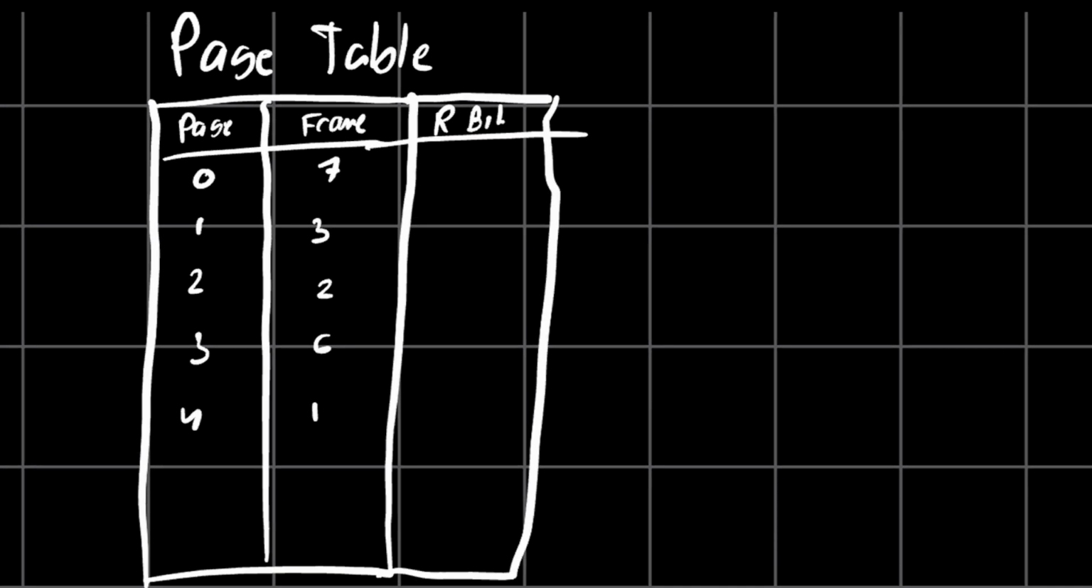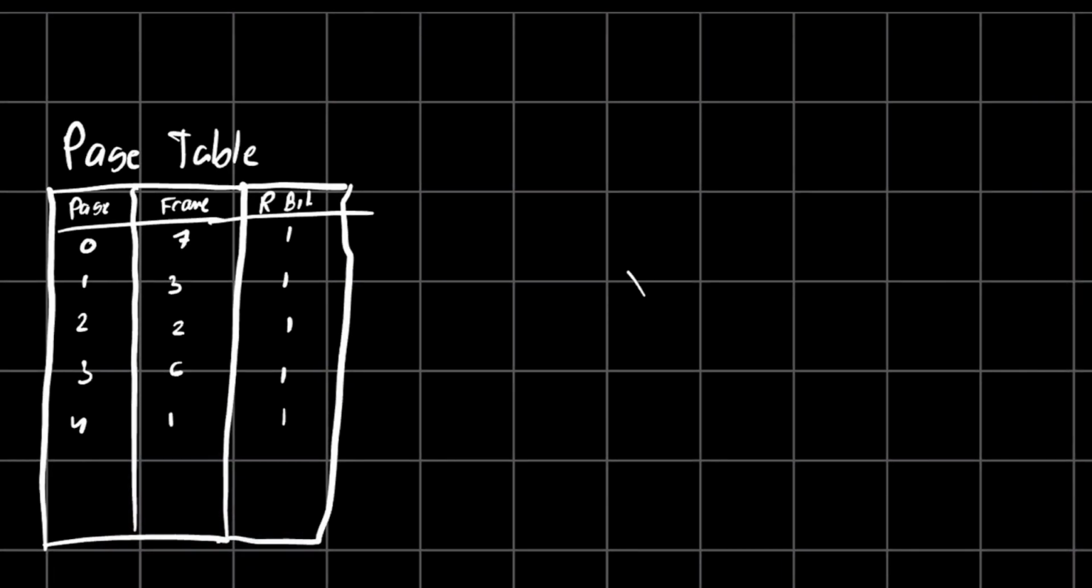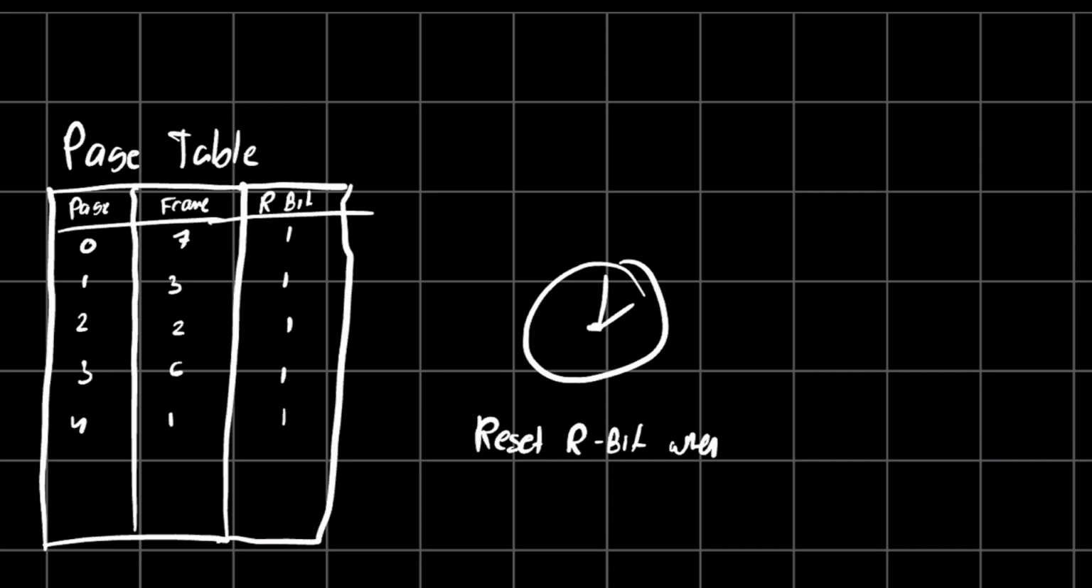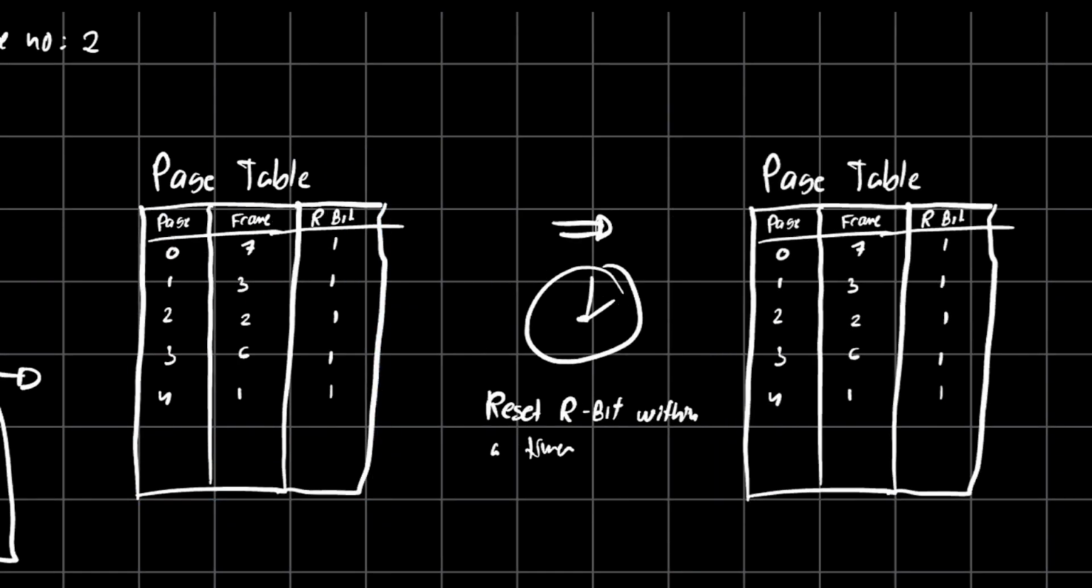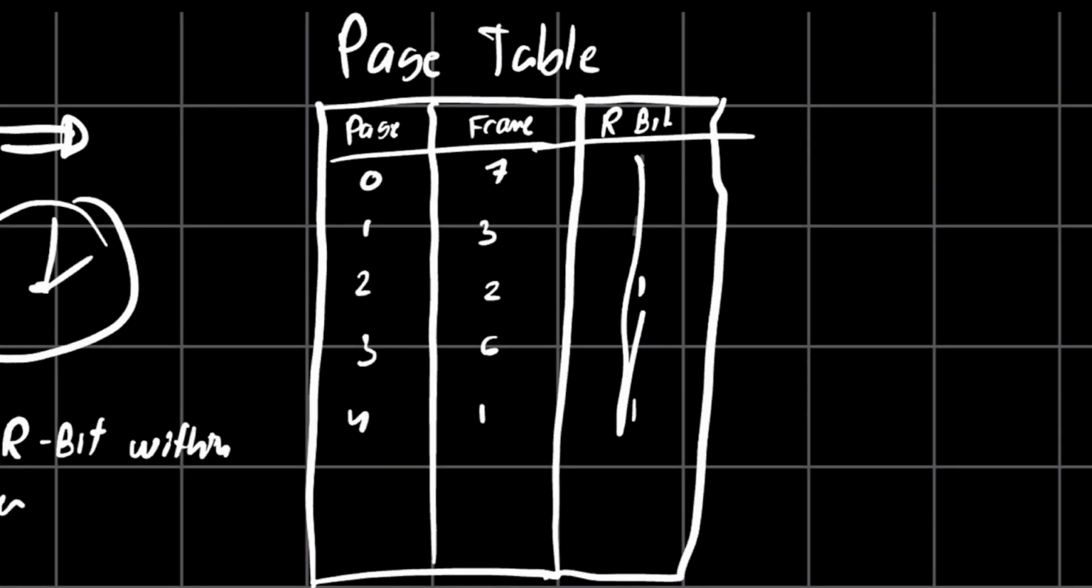In this case, let's just say that we have the following. Imagine all of them are set to 1. And after a periodic time, like a clock, we reset our bits within a timer. This means we're going to have the page table looking like so: 0, 0, 0. All of them are 0.